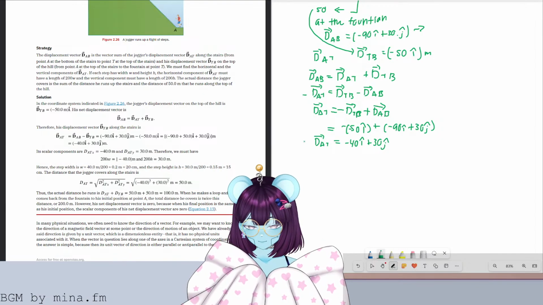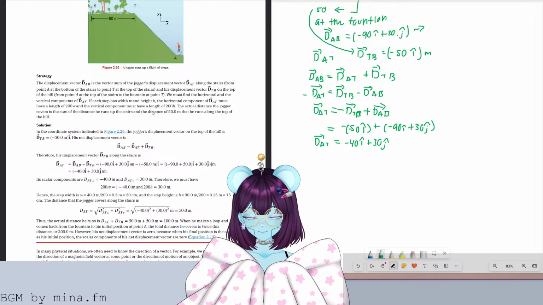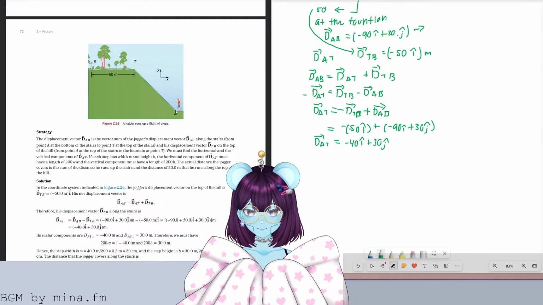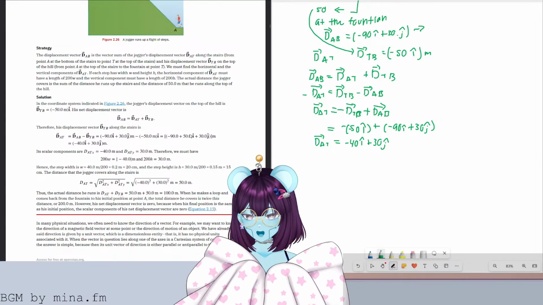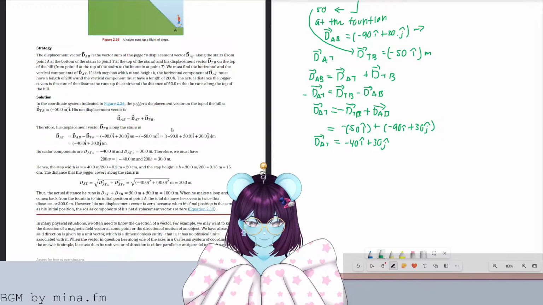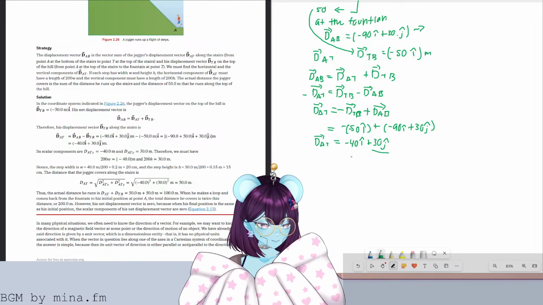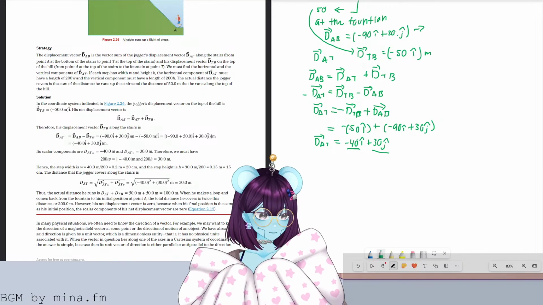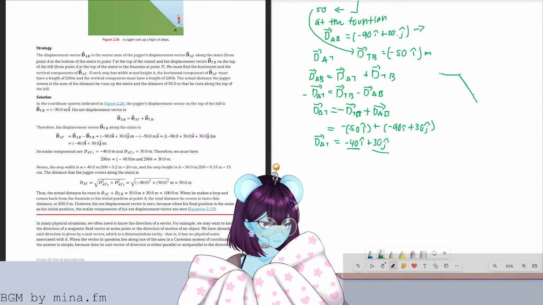So that is our vector of the jogger going from here to here. Okay, and then from this, we can get our width as well as our height. So j is our height and i is our width, because i describes it running along the x direction. As the picture shows, it looks like this.